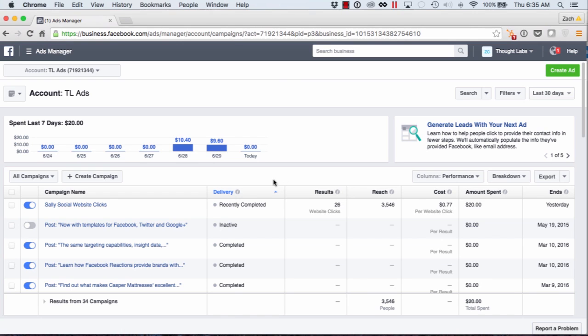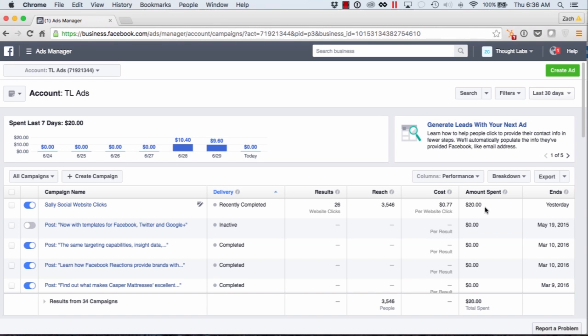We'll start with a look at these top line numbers. In the results column, you can see how many results you've driven towards your objective. In this case, we've gotten 26 clicks on our ad to our landing page. You can also see how many people you've reached, and you can also see what your cost per click is for your ad. In our case, it was 77 cents.